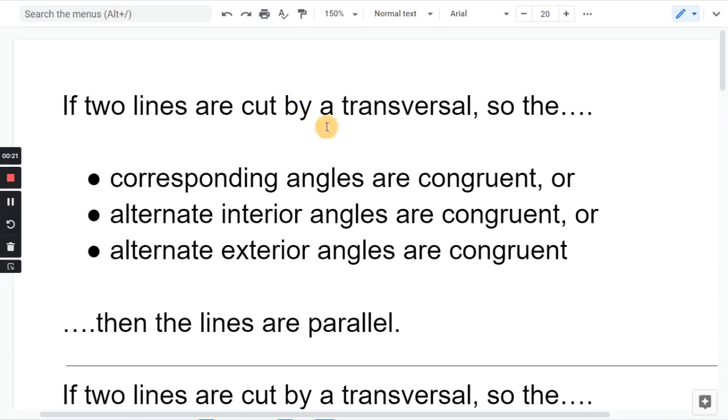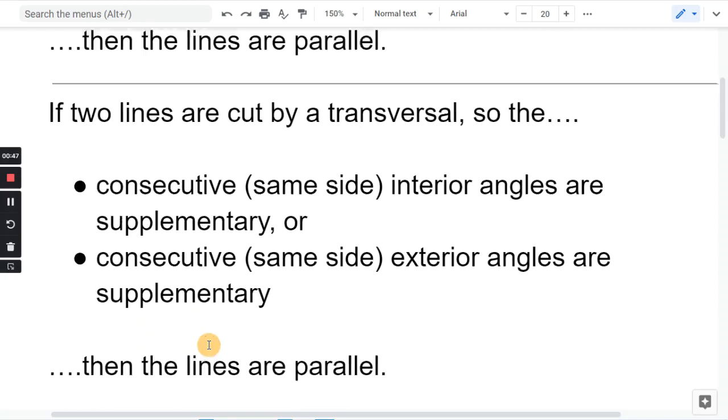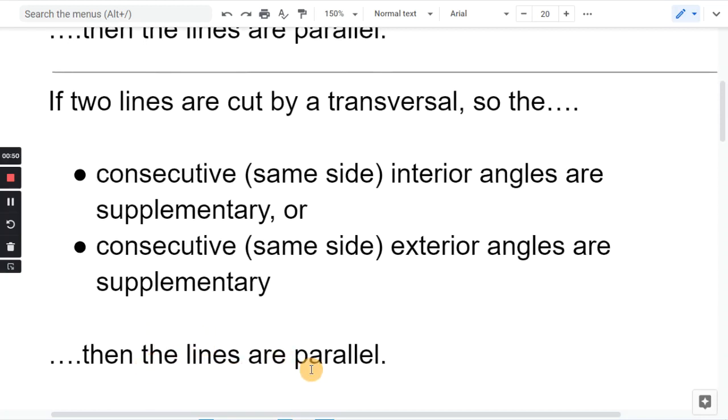So if two lines are cut by a transversal, if the corresponding angles are congruent, or the alternate interior angles are congruent, or the alternate exterior angles are congruent, it proves that the two lines are parallel. And once again, if two lines are cut by a transversal, if the consecutive interior or consecutive exterior angles are supplementary, then it proves that the lines are parallel. So that will all be in this section.